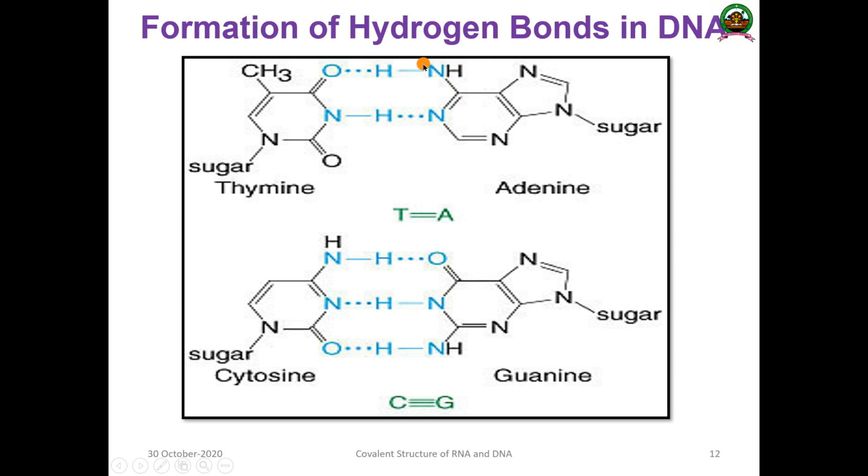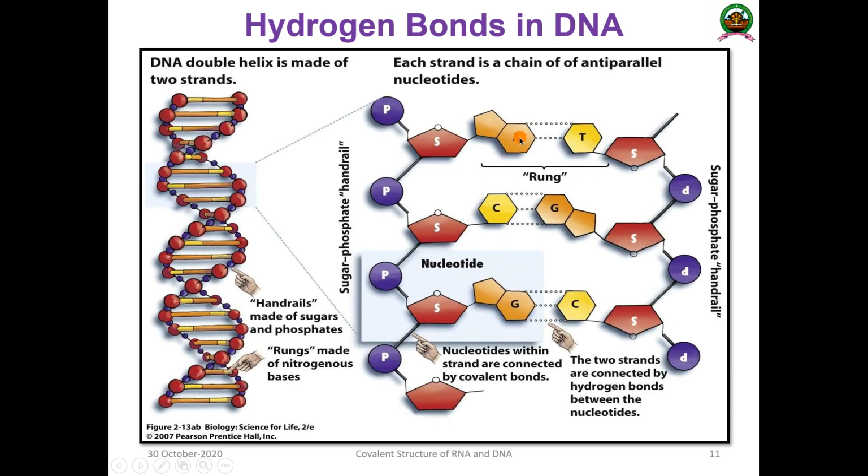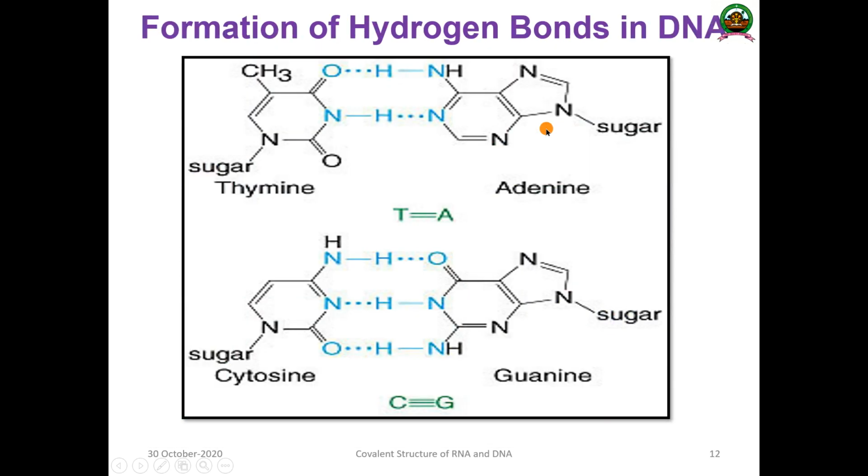So what will happen when thymine and adenine come closer? How are these two bonded? In this NH2, one of the H will come here and interact with the oxygen of the thymine that is freely available outside. There you can see O and H, an OH bond, that is a hydrogen bond.